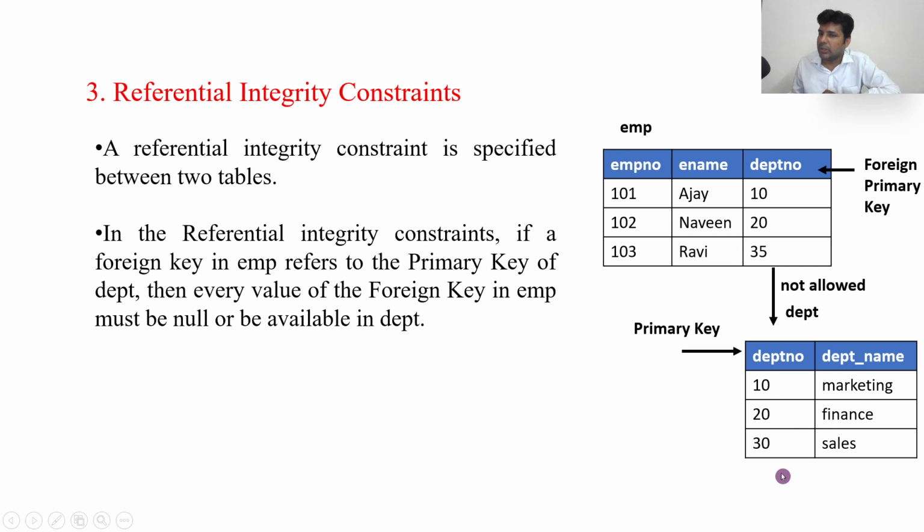See, here in the department table, if you enter 35, it's okay because you will immediately enter the department name. But this is a referential table, right? So here you should not enter a number which isn't available in the referenced table. Okay, so for example, here 10, 20, 30. You should enter 10, 20, 30 or null. Other than that, you should not enter, right? So that's called the referential integrity constraint.